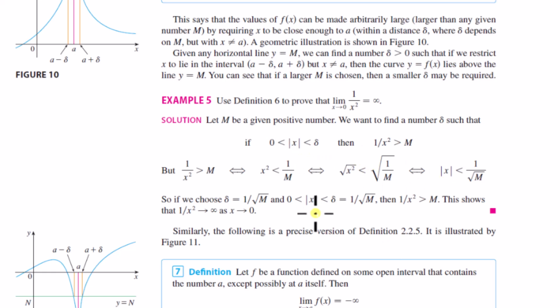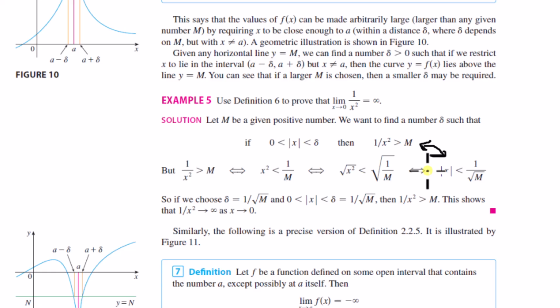If we choose delta to be equal to 1 over the principal square root of M, then the output constraint will be automatically satisfied. Because this is the output inequality, we just put the output inequality into a different form, right? So if delta is 1 over the principal square root of M, in which case the absolute value of x is less than 1 over the principal square root of M, well, the output inequality is automatically satisfied. And since M can be whatever we want, any positive real number, delta can be whatever we want. So that proves the limit.